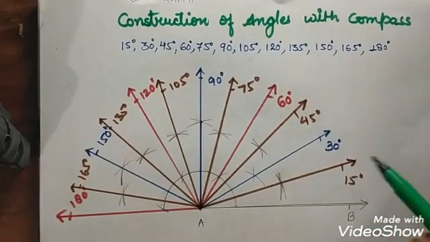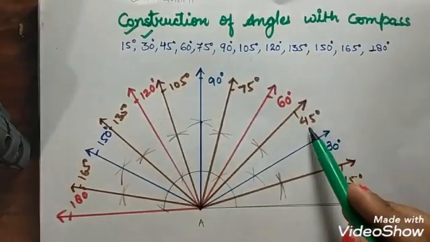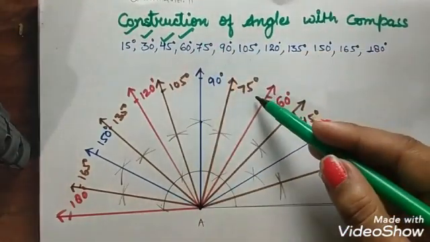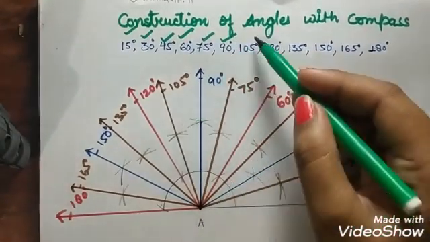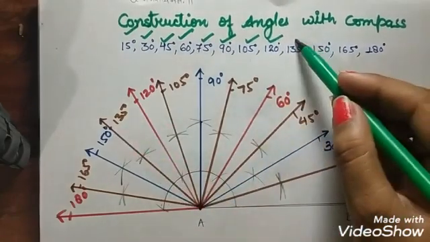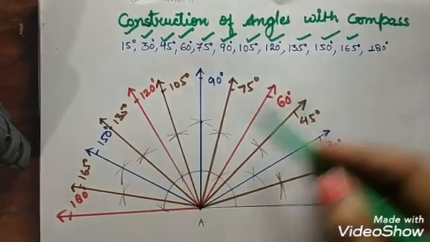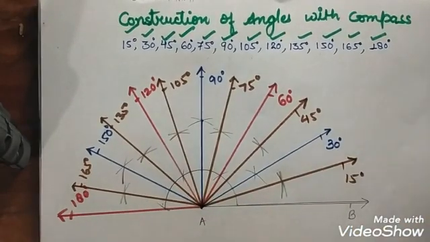Now you can see here 15 degree, 30 degree, 45, 60 degree, 75 degree, 90 degree, 105 degree, 120 degree, 135 degree, 150 degree, 165 degree and 180 degree. These are the required angles that we can construct by using a compass.